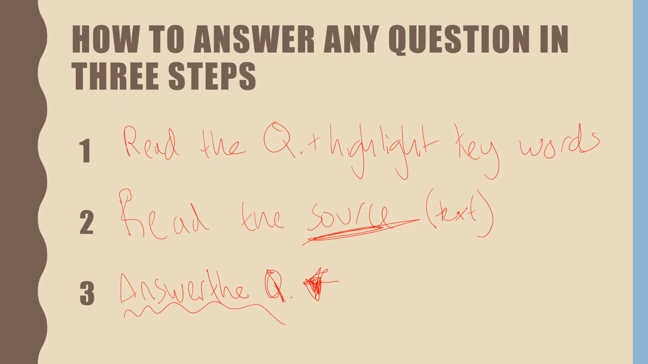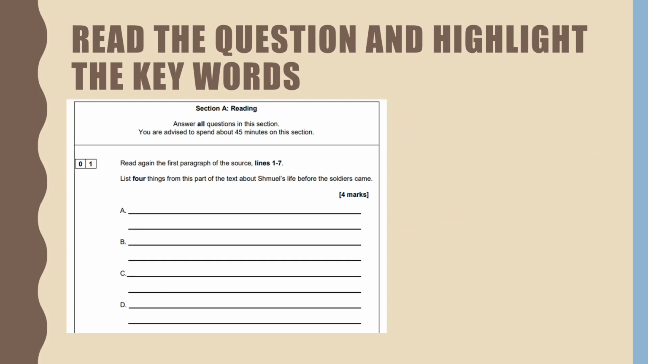So looking at step one, it is to read the question. This is the question we're going to do today. Section A, reading, answer all questions in the section. You're advised to spend 45 minutes on this section. It's about a minute per mark, so this question should only take you about 5 minutes. Read again the first paragraph of the source, lines 1 to 7. List 4 things from this part of the text about Shmuel's life before the soldiers came.